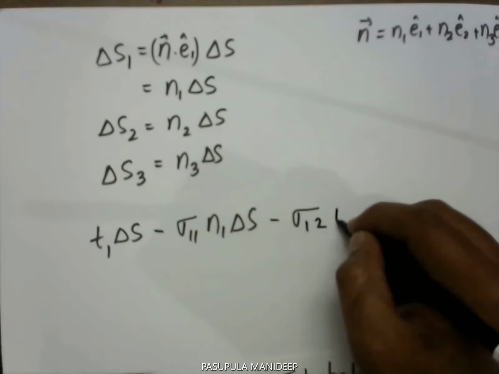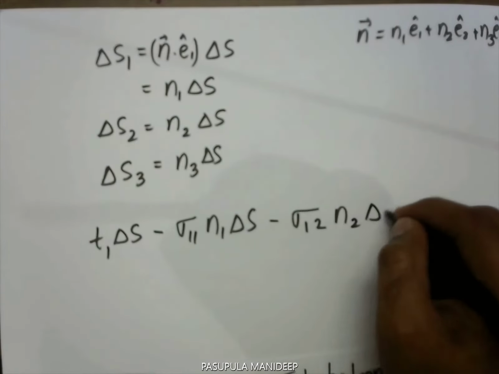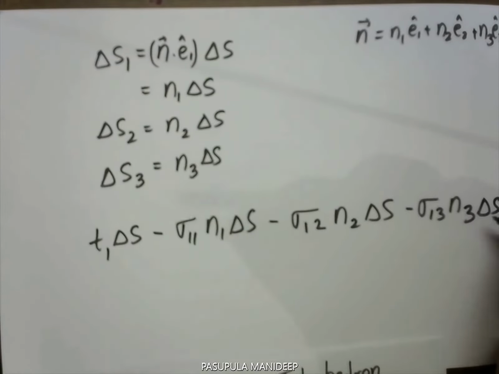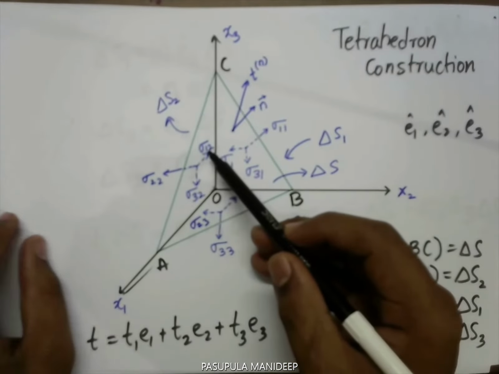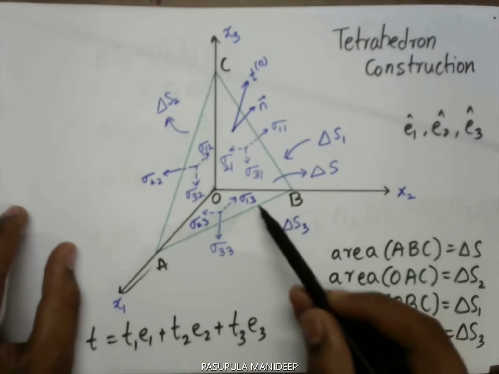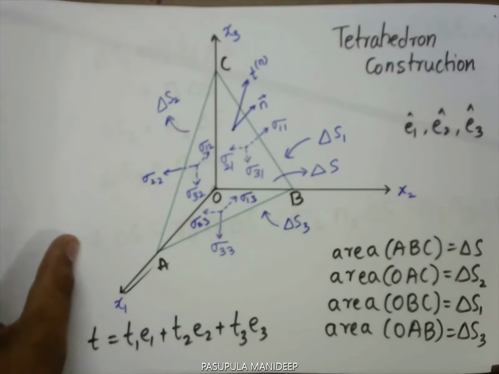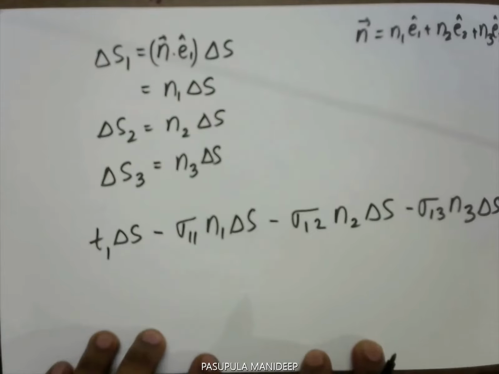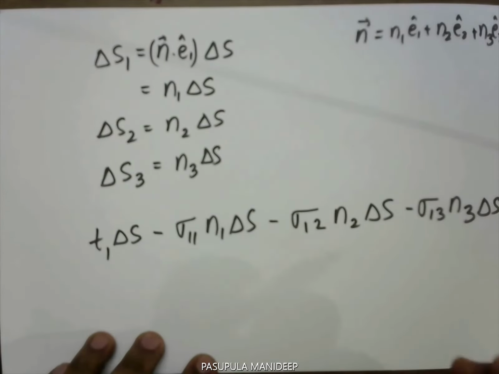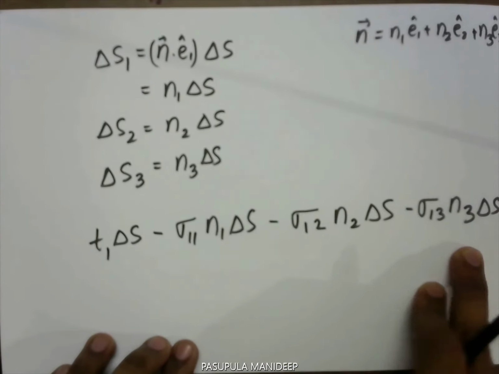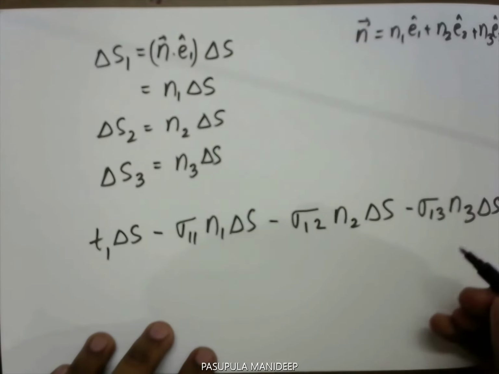Sigma 12 N2 delta S and sigma 13 N3 delta S. This is sigma 12 N2 delta S because it is acting on delta S2, and sigma 13 N3 delta S. Now we assume that the tetrahedron is in equilibrium, and since it is an elemental tetrahedron in equilibrium, all the forces acting in this direction will be very small.